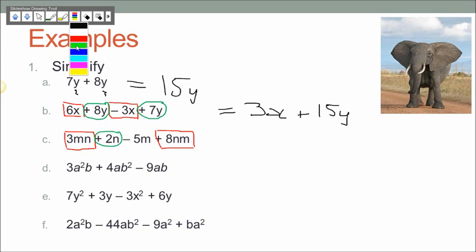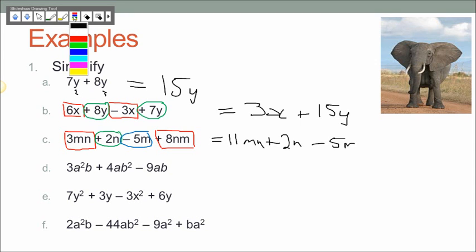So let's have a look at our next one, which is the minus 5m. Again, these don't actually have any m's in it, and so our final answer, once we collate everything together, let's start off with the Mn. So 3 plus 8 is 11 Mn. Then we've got our plus 2n, and finally the minus 5m. And that's it. We cannot simplify this expression any further.